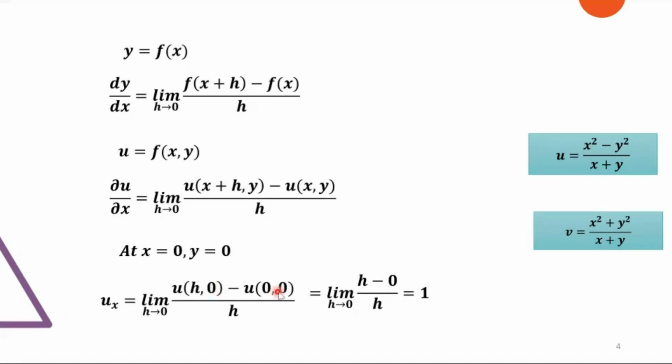We are making use of both the u's. This is the u when z is not equal to 0, and this is the u when z is equal to 0. We are making use of both the u's in calculating the ux.